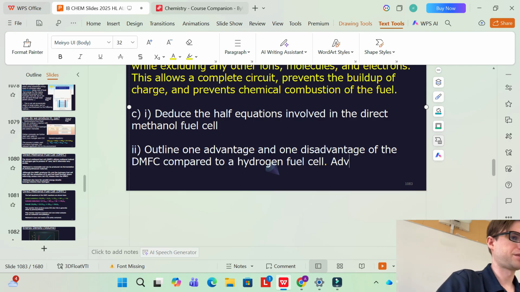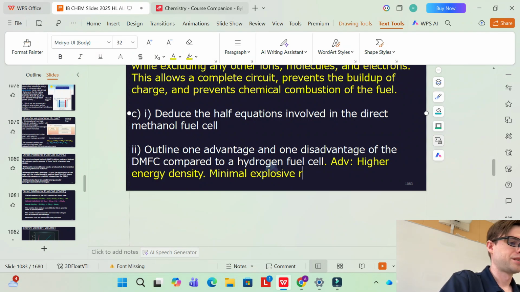So advantage, let's say higher energy density, much higher. Energy per volume of fuel, often important. Minimal explosive risk of fuel. If we're putting hydrogen gas into the hydrogen fuel cell, we have to be aware that it's very reactive and explosive. Methanol, not much to worry about. It's slightly flammable, but other than that, it's much more stable.